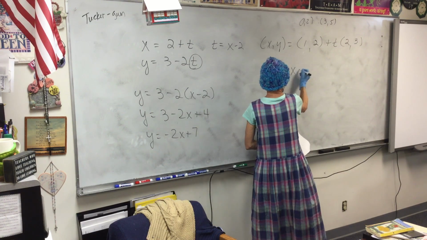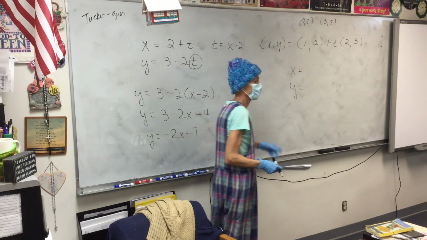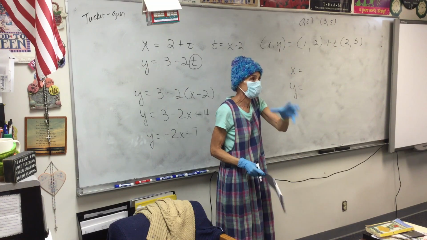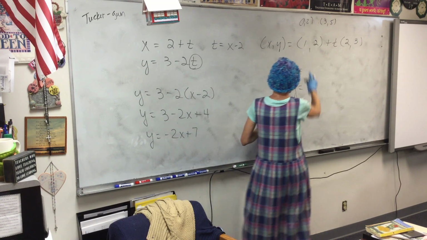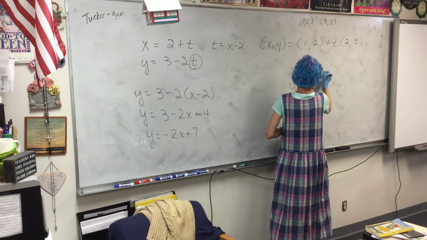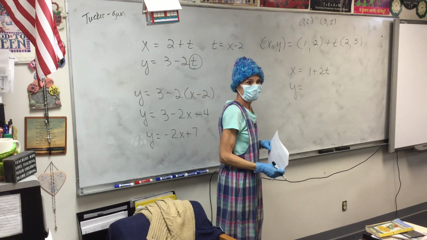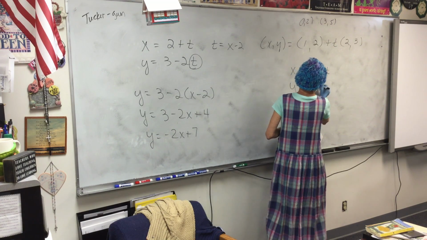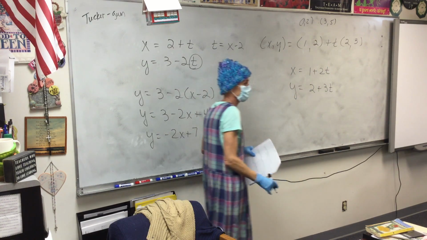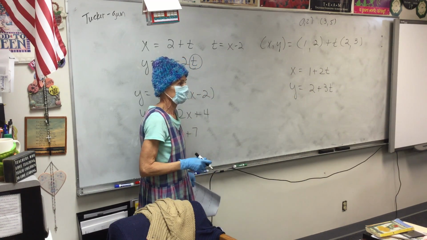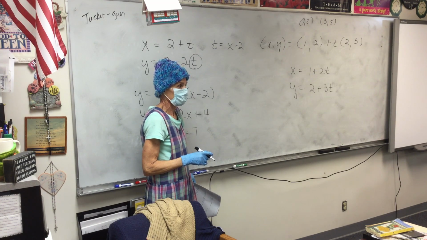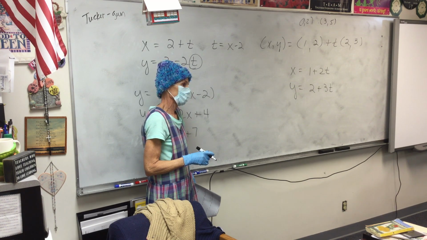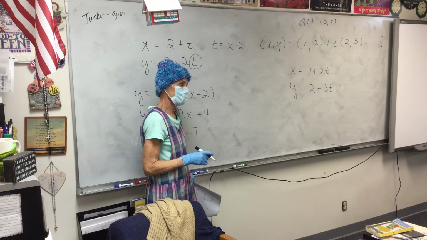Now, your job is to come up with the 2 separate equations. So do you remember how we do this? Yeah. X comes from the front of everything. So x will equal 1 plus 2t. And y comes from the back of everything, so y will be 2 plus 3t. Everybody remember that from yesterday?